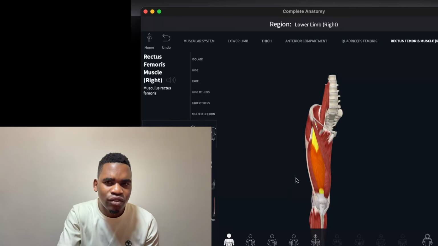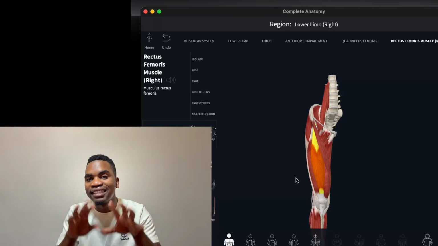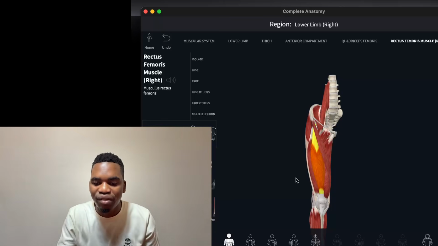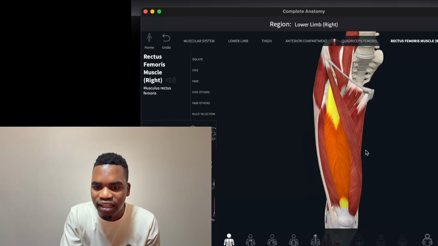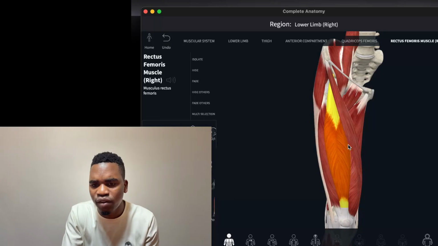What is the nerve supply to rectus femoris? Of course, we've said the anterior compartment is supplied by the femoral nerve. Okay, so that is rectus femoris. I think that's the only information about it.